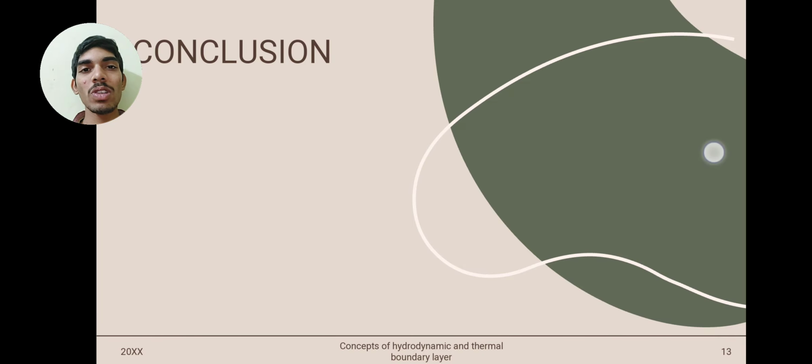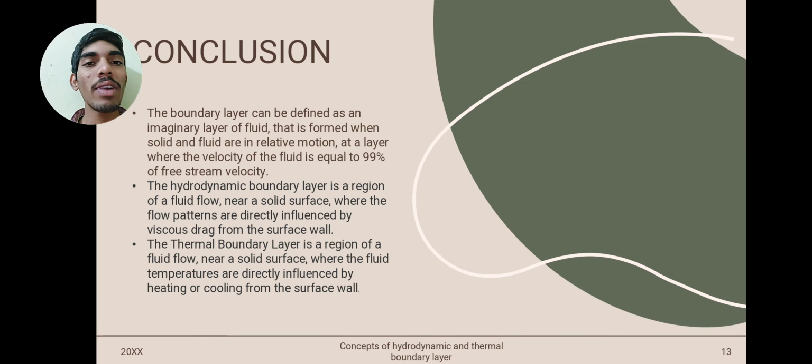So, in conclusion, the boundary layer can be defined as an imaginary layer that is formed when a solid and a fluid are in relative motion, at the layer where the velocity of the fluid is equal to 99% of the free stream velocity. The hydrodynamic boundary layer is a region of fluid flow near a solid surface where the flow patterns are directly influenced by viscous drag from the surface wall. And the thermal boundary layer is a region of fluid flow near a solid surface where the fluid temperatures are directly influenced by heating or cooling from the surface walls.